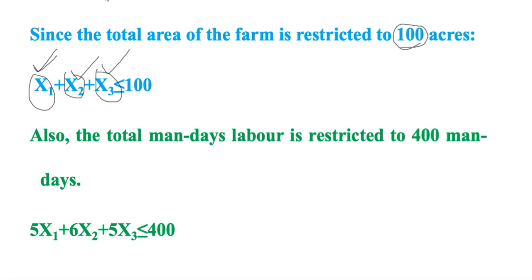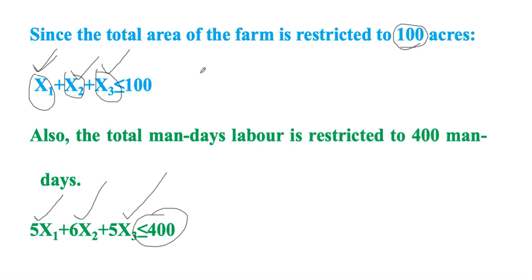And the second constraint that we have here is in the form of man days labor, or the labor that we have available here. And we have only 400 man days available. As 5 man days are available for what? For tomatoes. Then 6 man days are available for the second one, that is lettuce, and x3 was radish, and we had 5 man days labor available for radish, and the total man days available were 400, right? So we had 5x1 plus 6x2 plus 5x3 is less than or equal to 400.